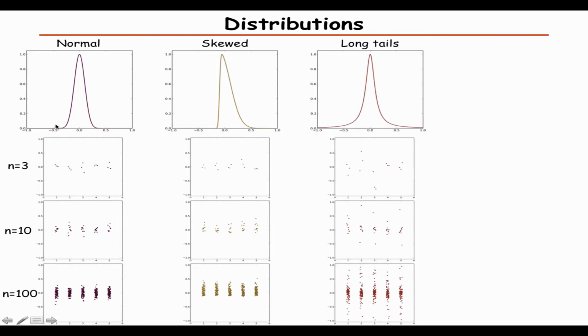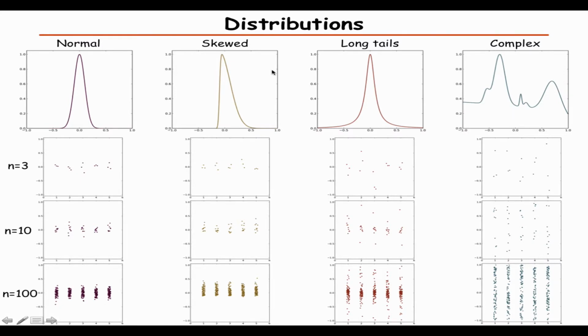The third distribution is one that has very long tails. So we see here that we have a lot of outliers, much more if we compare it to the normal case or even to the skewed case. There are many more outliers because of these long tails. And finally, we have a very complex distribution that has several peaks, but we can still sample from it. You see that here we get quite a different distribution than in the other cases.